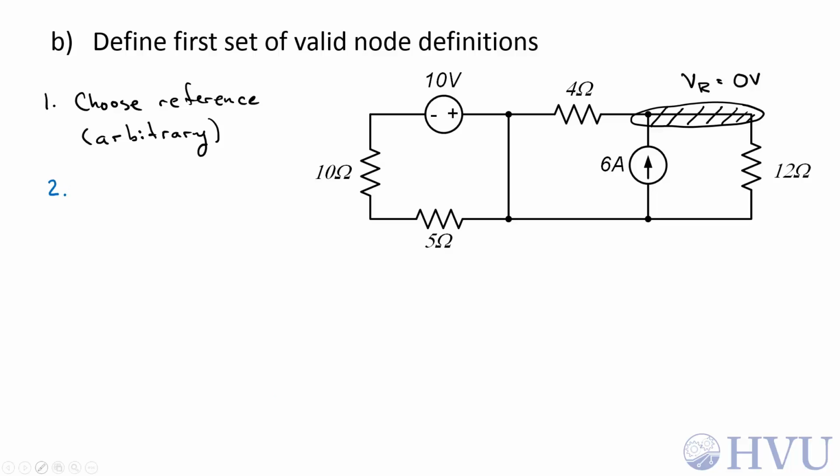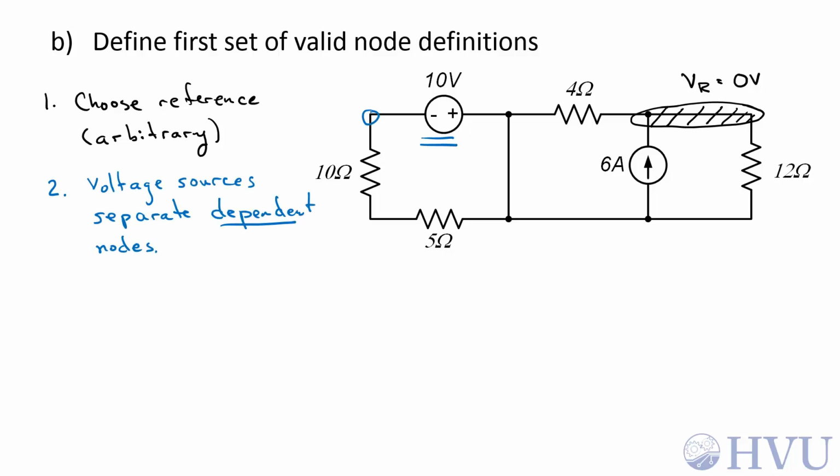Second, I'm going to choose my dependent nodes. Voltage sources separate dependent nodes. So for example, this 10 volt source, the node on this side of the source and the node on this side of the source will be dependent. If I know one of those voltages, I automatically know the other, since I know that there's a 10 volt difference between those 2 nodes. So I'm going to arbitrarily choose one side of that voltage source as being independent. That will by default make the other side dependent.